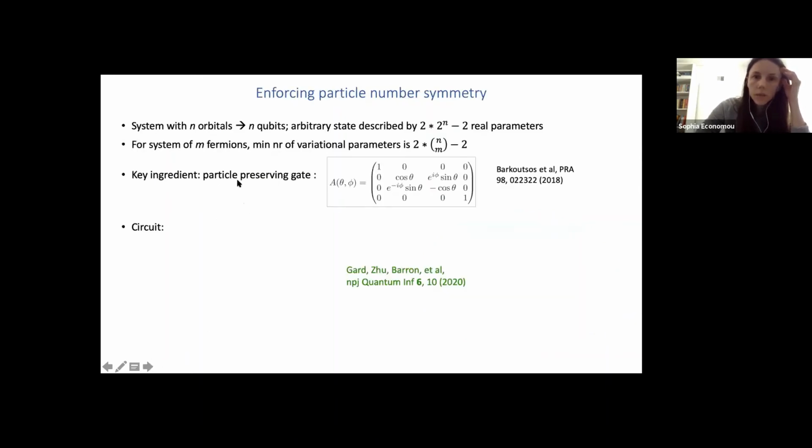So to do that, you can realize that if we do the Jordan-Wigner mapping that I showed before, instead of the 2 to the n minus 1 times 2 real parameters that you would need to parameterize an arbitrary quantum state.